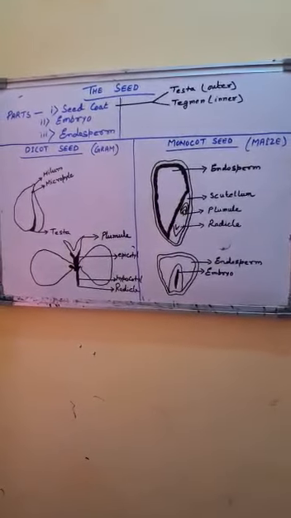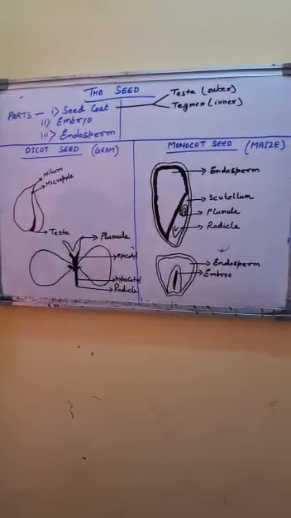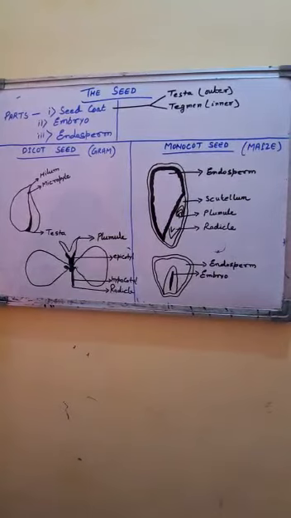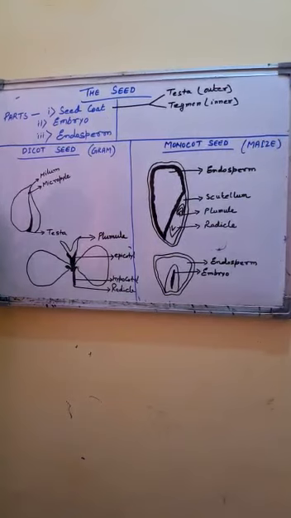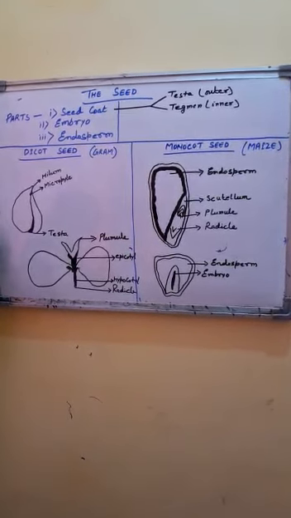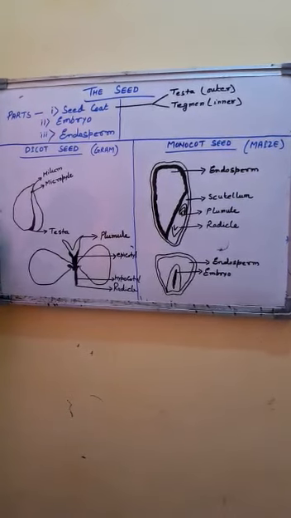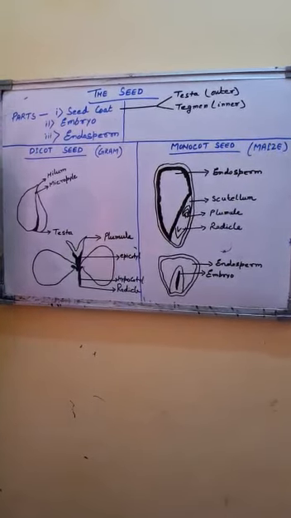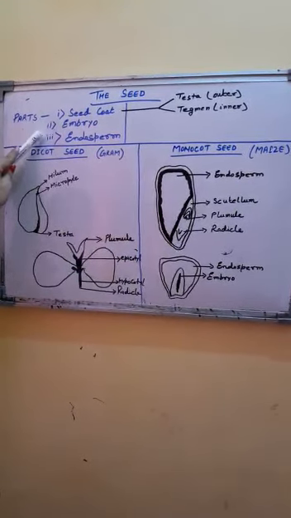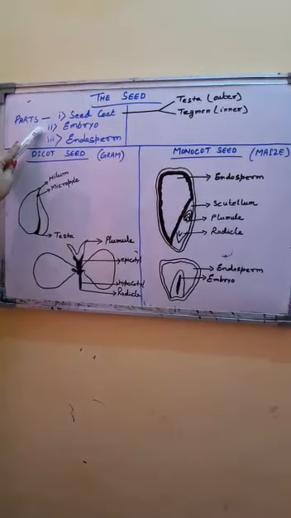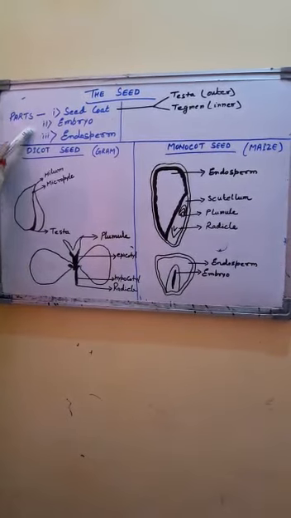The seed, as we know, develops from the ovule. The ovules after fertilization develop into seeds. Morphologically, seed can be defined as an integumented megasporangium with a functional megaspore. A typical seed has three parts. You can see I have written a typical seed has three parts: seed coat, the embryo and the endosperm. So let's discuss these one by one.